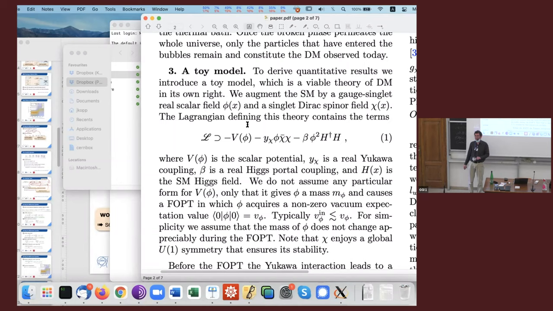Also, the Higgs potential in all of... Well, you mean that V of phi should also depend on the Higgs? Yes, in principle, yes. In principle, the scalar potential is a function of phi and H. But we assume that we are still in a situation where the thermal corrections to the Higgs part of the potential are so large that the Higgs VEV stays at zero throughout.